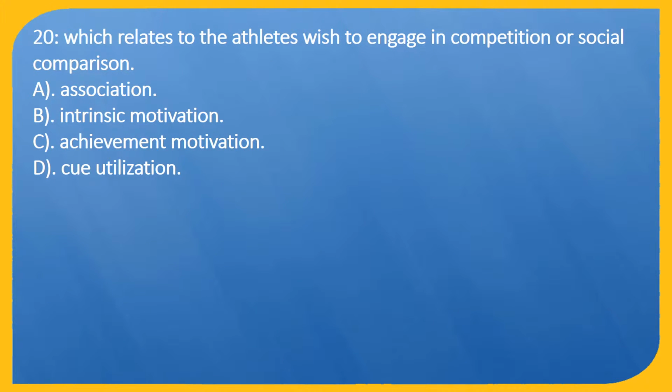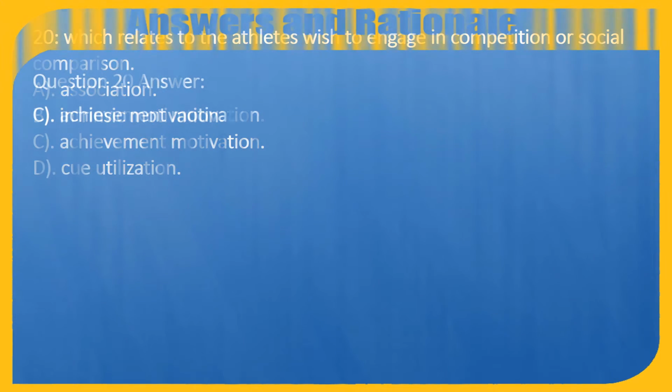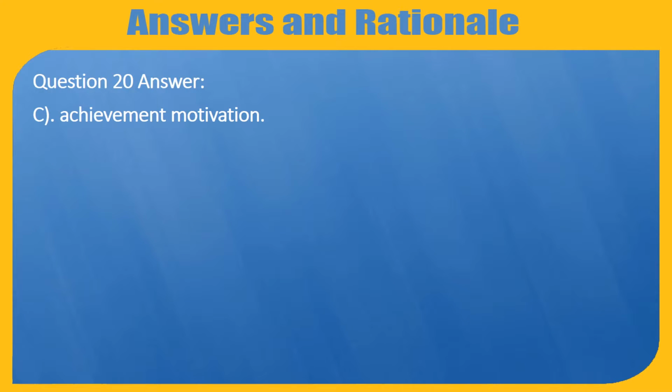Question 20: which relates to the athlete's wish to engage in competition or social comparison? A. Association. B. Intrinsic motivation. C. Achievement motivation. D. Cue utilization. Question 20, answer C. Achievement motivation.